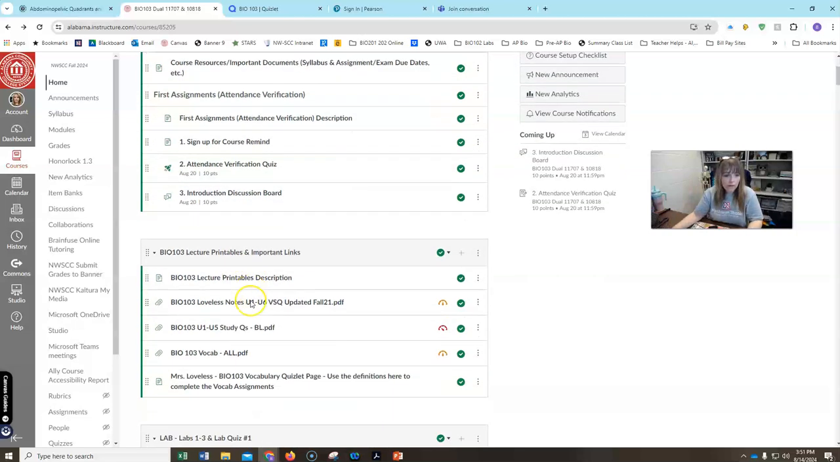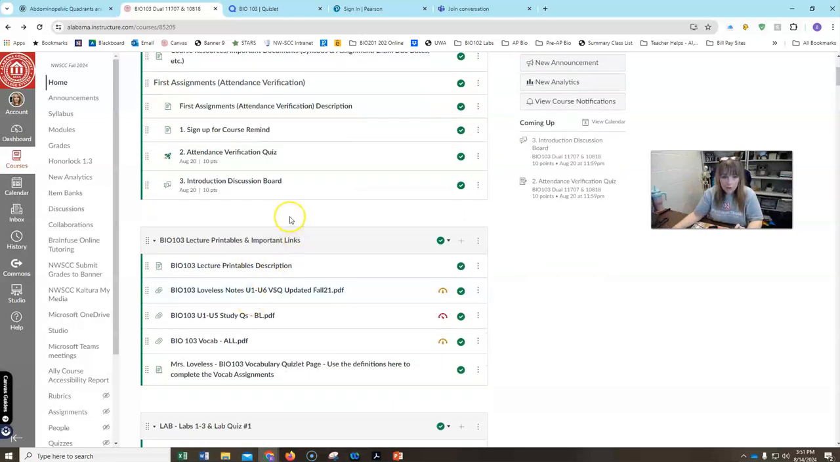Let's see. For my class, there are those printables that I have for you. You can print them out from here, or you can purchase them from the bookstore. If you get them from the bookstore, they're relatively cheap, between $10 and $20. If you print them yourself, depending on how expensive your ink is for your printer, it may be more expensive for you.